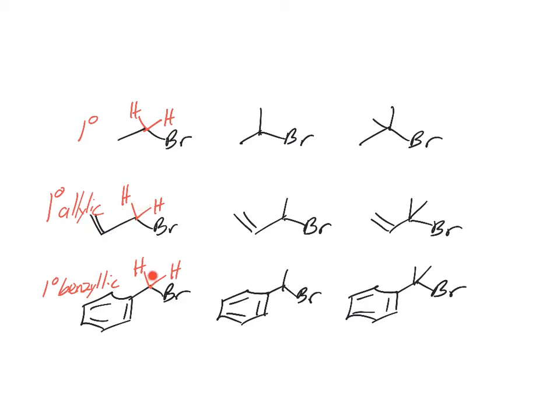And then benzylic is even better. If you put a plus charge here, it's a primary carbon, but this whole benzene ring, all 3 of these pi bonds can help spread that charge out, make it even more stable. So this would be more stable than the allylic even. Benzylic would always be more stable than allylic.